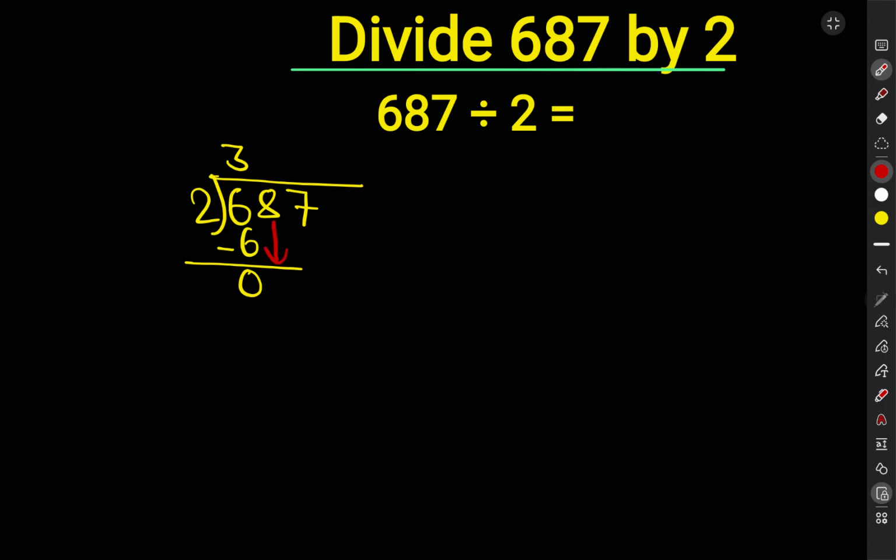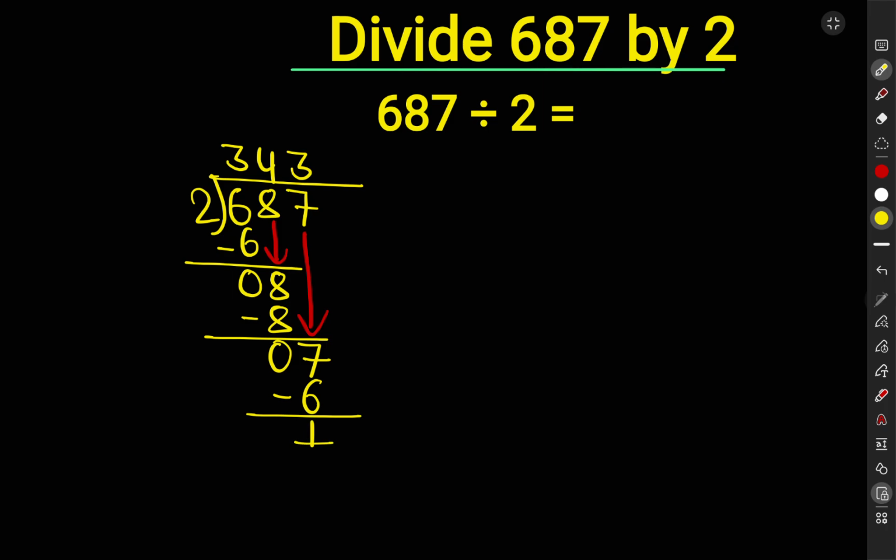So now we put down this 8, and 2 times 4 is 8. On subtracting we get 0. So again we put down this 7, and 2 times 3 is 6. On subtracting we get 1.